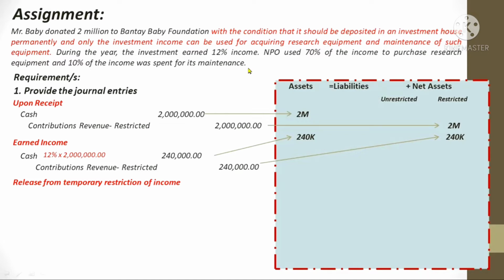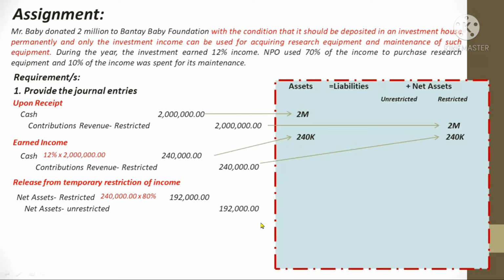The question is, how much? According to the problem, Bantay Baby only used 70% for research equipment acquisition and 10% for its maintenance. So all in all, only 80% of this 240,000 was used by the NPO. So only 80% of the income should also be released from restriction, and that is in the amount of 192,000. And what is again the entry for the release from restricted fund? Debit, net assets restricted, 192,000, and then credit, net assets unrestricted, 192,000.